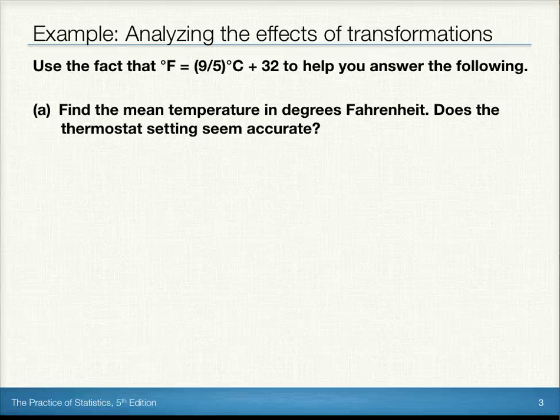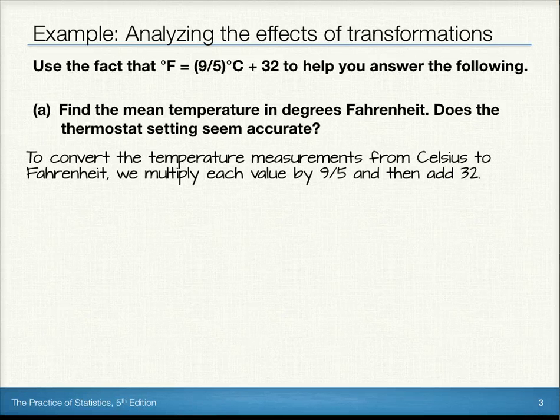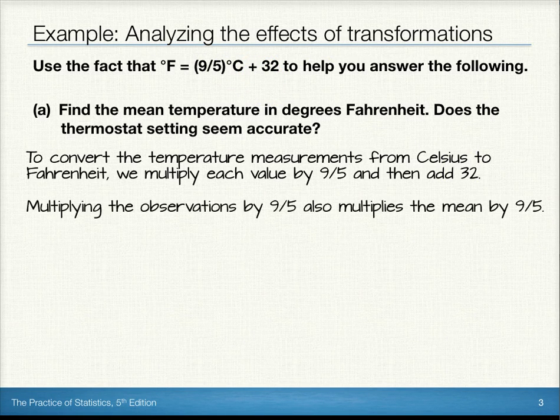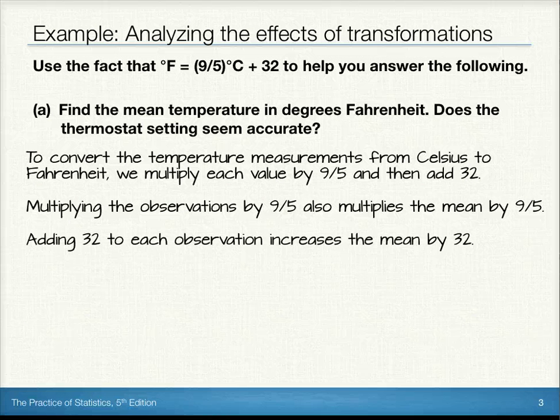Now, does this thermostat seem accurate? Well, to convert the temperature measurements from Celsius to Fahrenheit, we have our formula 9/5 times Celsius plus 32. Remember, multiplying observations by a constant also multiplies the mean by a constant. Also, adding a constant to each observation will increase the mean by that constant.